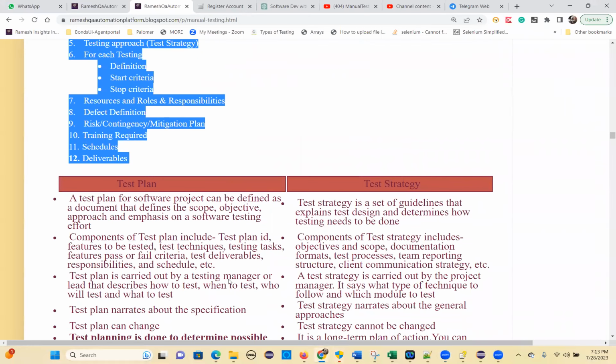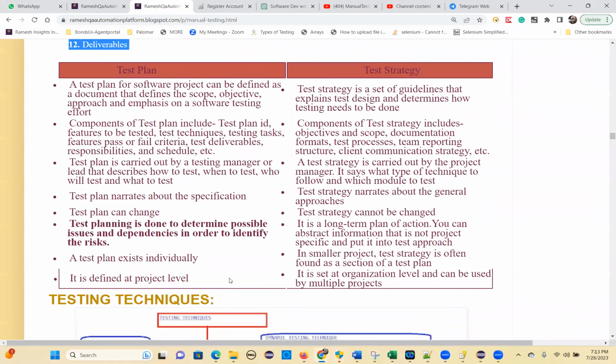So what is test plan and test strategy? As I already mentioned, a test plan is a document which describes the objectives, scope, approach, and major focus of the testing effort. That's a test plan. But test strategy is a set of guidelines which explains the test design document and how testing will be performed. All the general rules will be there in the test strategy.